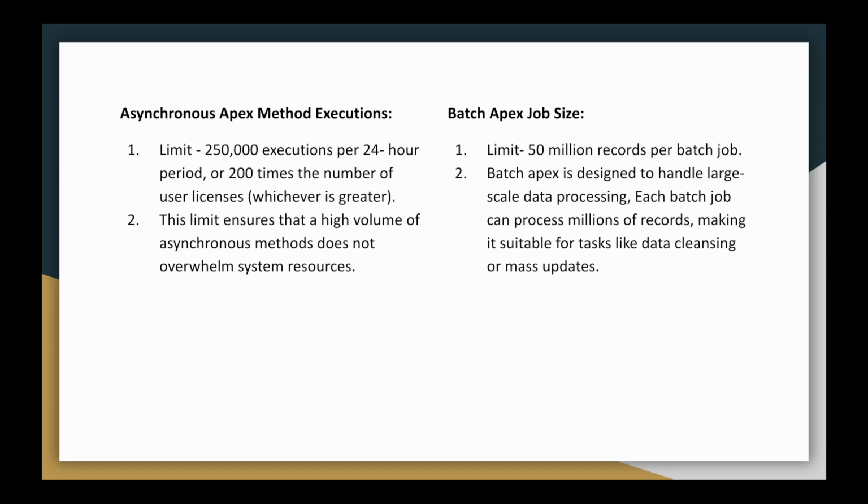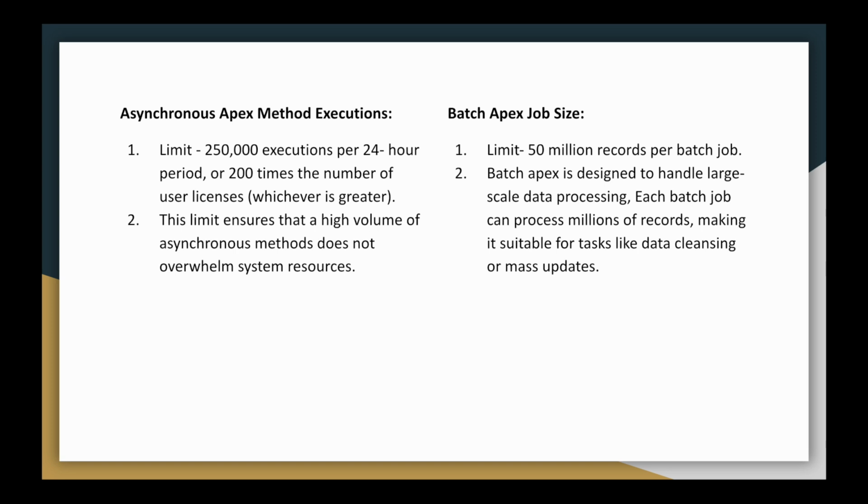This limit ensures that a high volume of asynchronous methods does not overwhelm the system resources. So for each limit, if you are checking, we need to make sure that system resources are being used efficiently. We are not overusing them, we are not overhoarding them. We just need to use them whenever they are required. So these limits are making sure of that.